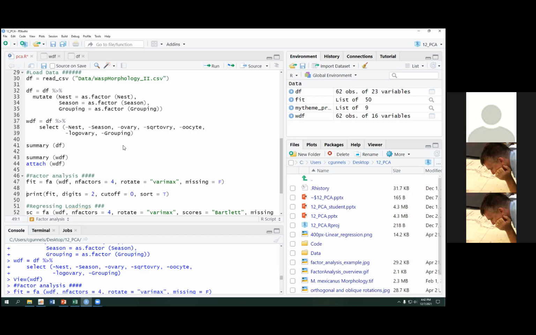Mind if I scroll up there? You have an extra variable, log ovary. Don't worry about it. You got the same basic idea, but that's what's going on here. I have ovary removed. You have it in. That's it. You wouldn't want to go above. What was the next step after this? Try 2. Try 5. Try 6.